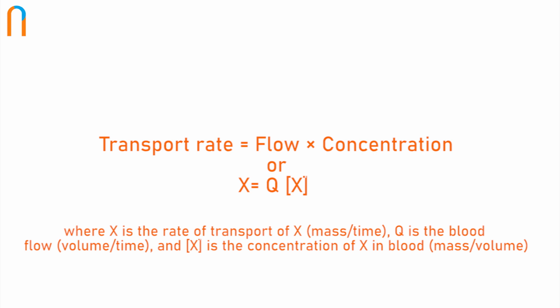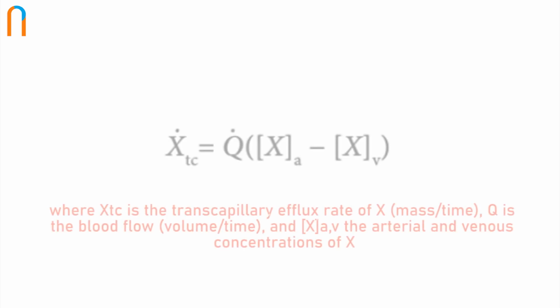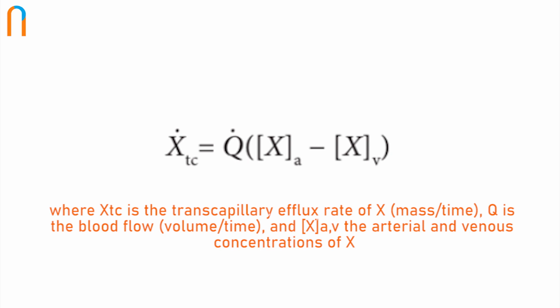One can extend the convective transport principle to determine a tissue's rate of utilization or production of a substance by simultaneously considering the transport rate of the substance to and from the tissue. The relationship that results is referred to as the Fick principle and may be formally stated as follows, where X_TC is the transcapillary efflux rate of the substance in mass per time, Q the blood flow in volume per time, and X_A and X_V the arterial and venous concentrations of the substance.